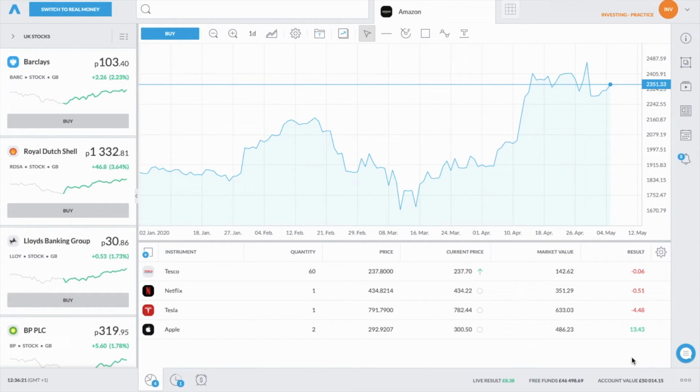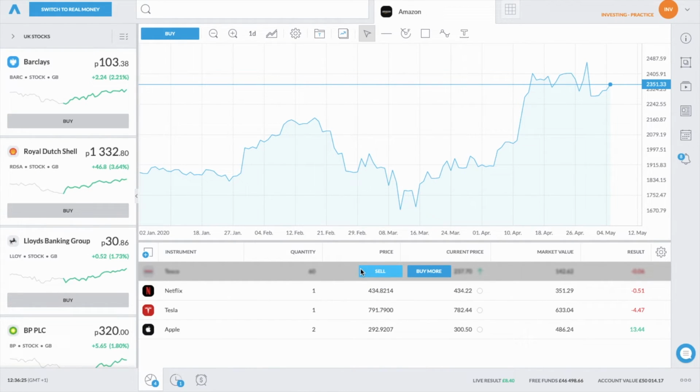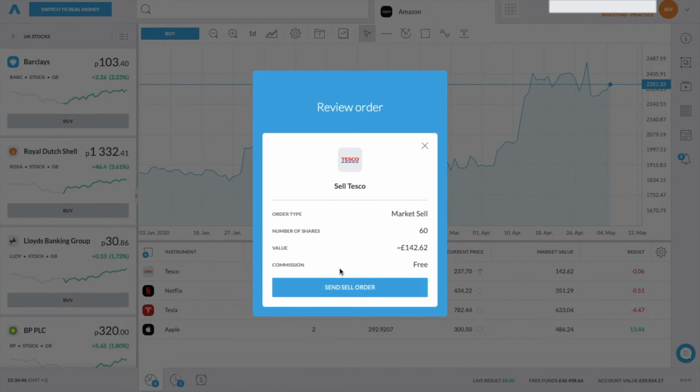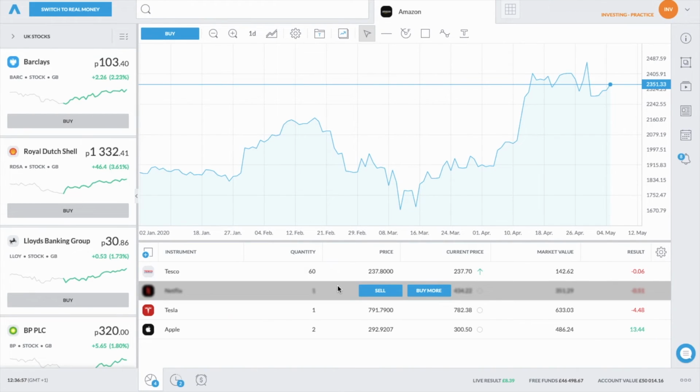Then when you're ready to lock in your profits or protect your losses, you can sell by hovering over the name of that asset, clicking on to sell. You can then state the amount of shares that you'd like to sell. Review your order. Then it's going to give me that estimated value, and I can click on to send sell order. Then it will then submit a market order which will execute at the best available bid price.